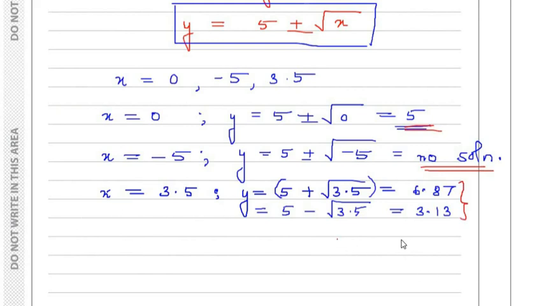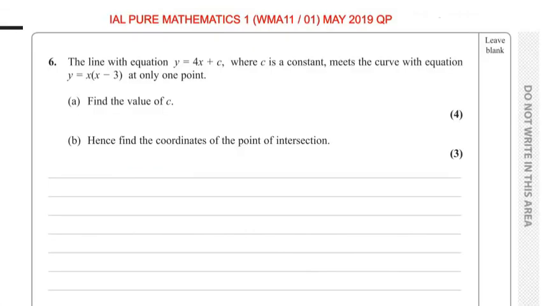So this is how we solve the given question. Let us look at the next question, which is from the same question paper, May 2019. It is the 6th question. In May 2019 there were 2 questions on quadratics, and this question is a combination of the straight line graphs chapter and quadratic equations. So let us see how to solve this question.